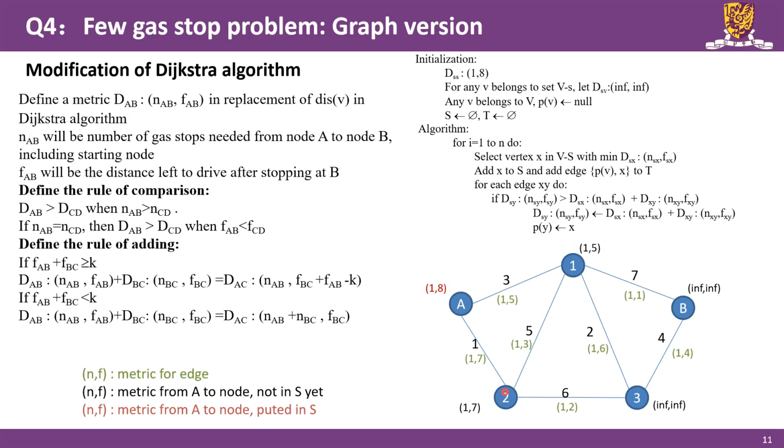So to calculate, sorry, we can look at the previous slide. To update the metric of A to 2, we will add the tuple 1 and 8 with the tuple 1 and 7, following one of these rules. And for this particular case, 7 plus 8 is larger than K, which is equal to 8. So we will update this node DA2 following this rule.